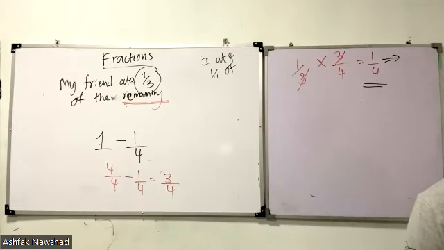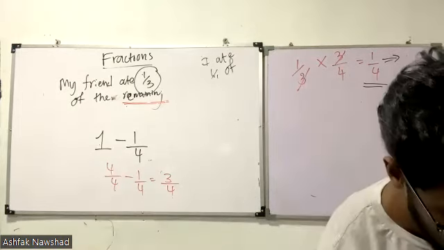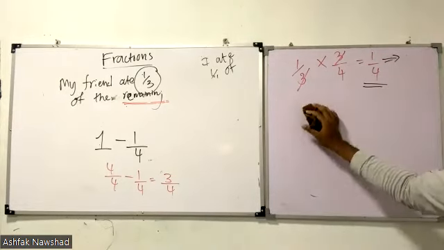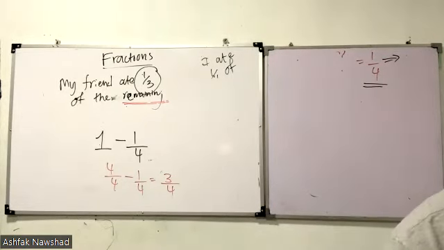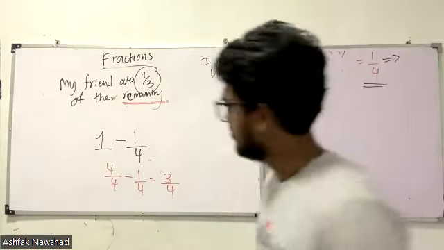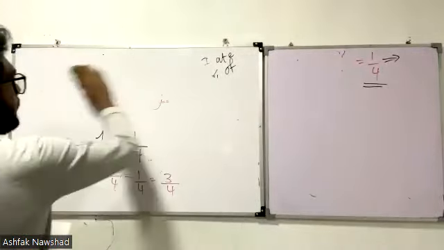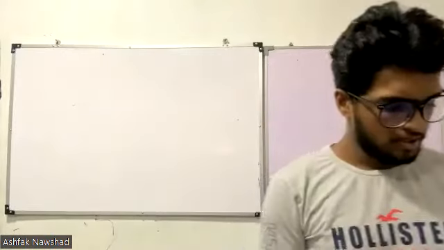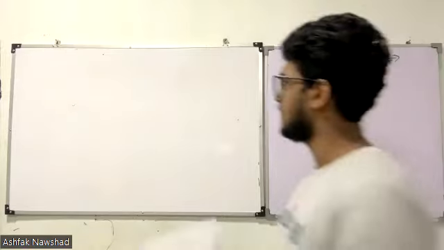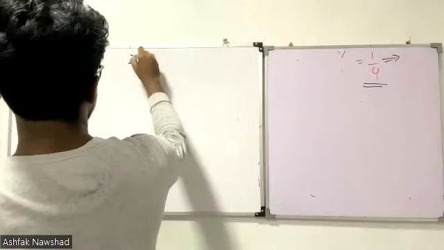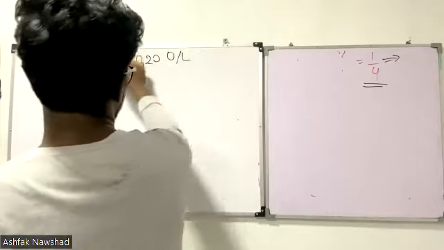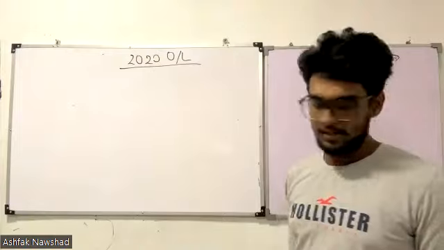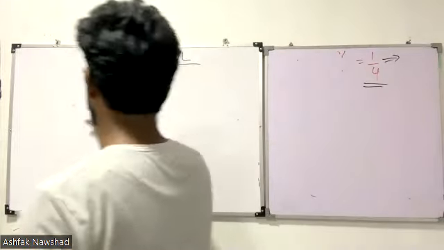The 2020 O-level question. All right, so 2020 O-levels. Let's see. A container of 5-liter capacity. I'm not going to draw any diagram because it will be pretty confusing. You can't do two things simultaneously, so we'll just read the question.